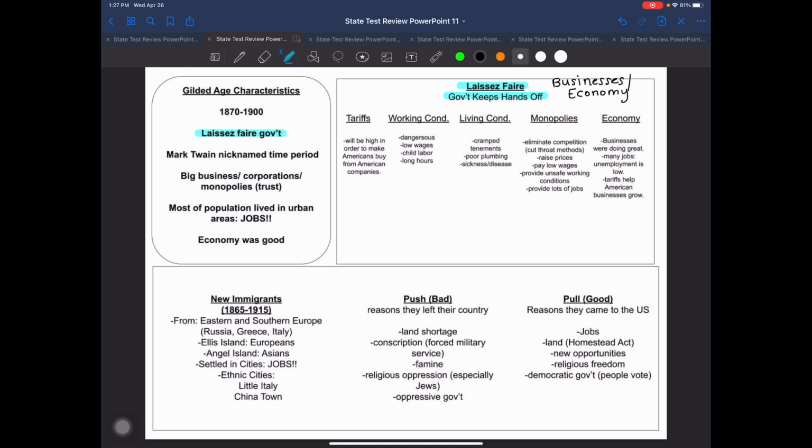So back over here to Gilded Age characteristics, Mark Twain is actually the one who nicknamed this time period. And what gilded means is to cover in a layer of gold. And the reason that this time period is nicknamed the Gilded Age is because if you looked at America on paper and our value and what we were doing, it looked really, really good. Our economy was booming, businesses were thriving, especially some of the more important industries like oil and steel and things like that.